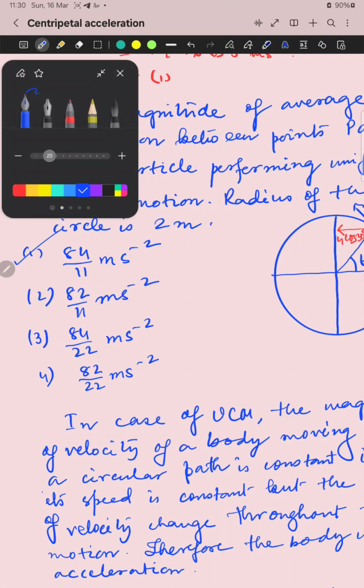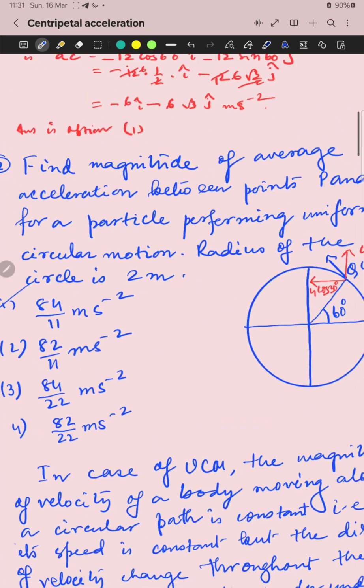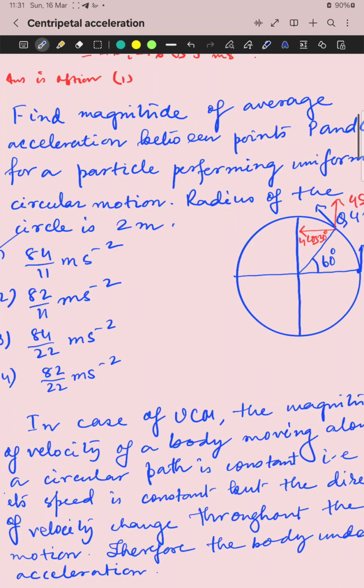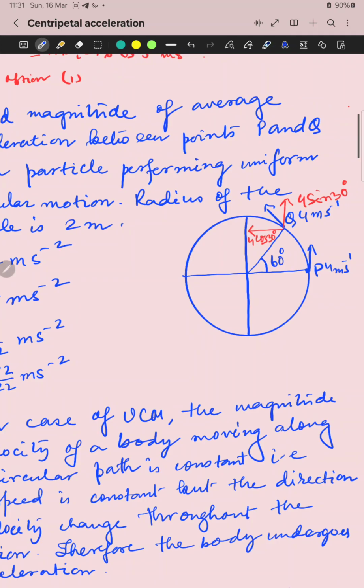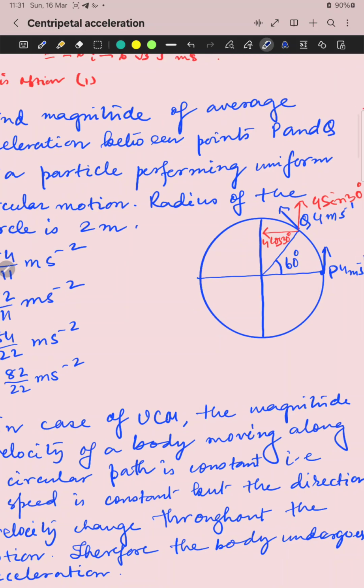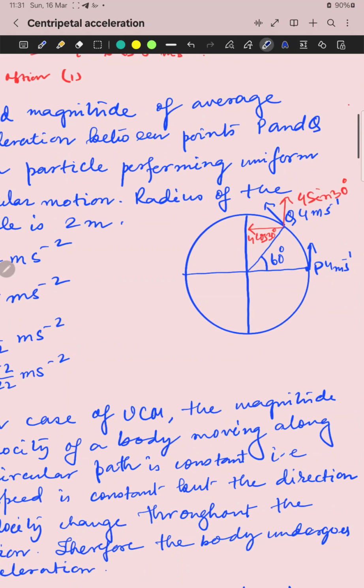Now coming to the second sum. Here a particle is moving along a circular path. Its initial position is at P and the final position is at Q. Now it is moving with a constant speed of 4 meters per second at P, as well as at the point Q. At both these points the constant speed is 4 meters per second.